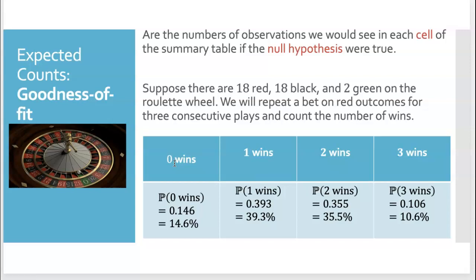If the wheel is balanced the way it should be, then the probability of 0 wins is about 14.6%. The probability of 1 win is 39.3%. The probability of 2 wins out of 3 is 35.5%. The probability of 3 wins out of 3 is 10.6%. You had to tackle this probability on the exam, so you're pretty much familiar with it. These are my chances of winning this many times out of 3 plays.